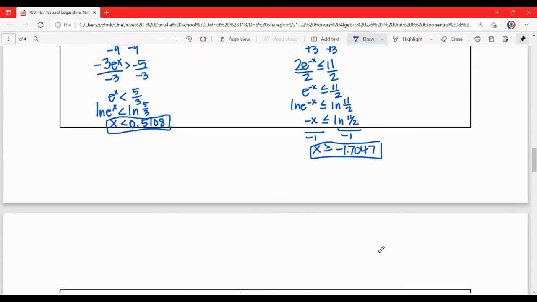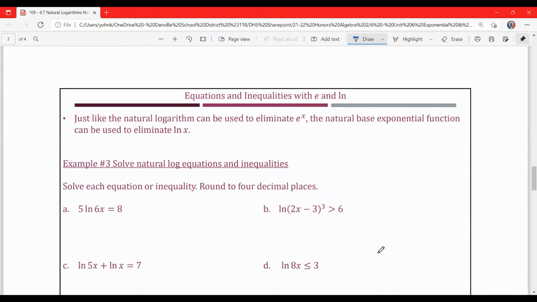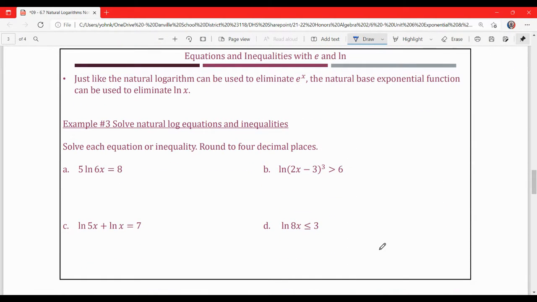All right, let's take a look at some more equations and inequalities. Just like the natural logarithm can be used to eliminate e to the x, the natural base exponential function can be used to eliminate ln x. All right, let's go the other way. All of these equations start with ln's, and we're going to solve them.